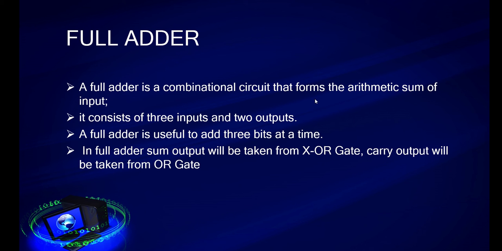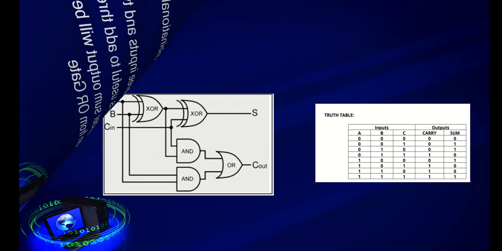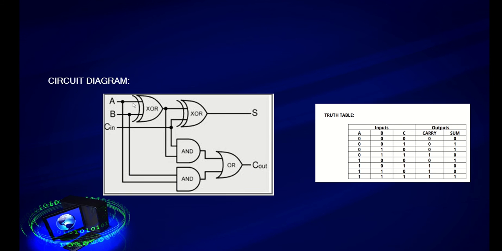Full adder is a combinational circuit that performs arithmetic sum of the inputs. It consists of 3 inputs and 2 outputs. A full adder is used to add 3 bits at a time. Full adder sum output will be taken from an XOR gate and carry output will be taken from the OR gate. So circuit diagram is given here. Here there will be 2 XOR gates, 2 AND gates, and 1 OR gate.